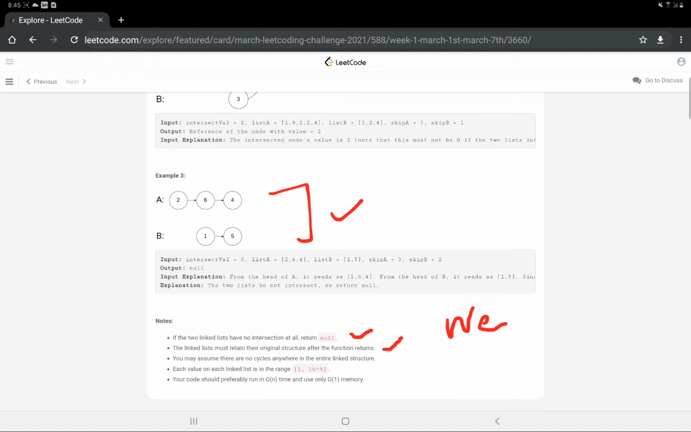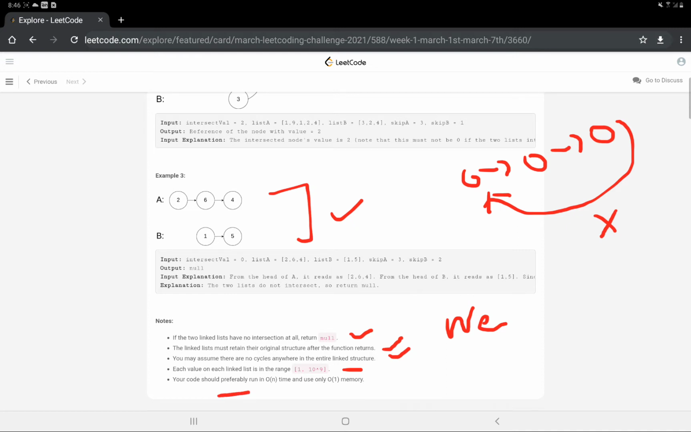One more thing is that we have to assume there are no cycles in the linked list. It's not like 1 is connected to 2, 2 is connected to 3, and 3 is again connected to 1. We don't have cycles over here. Each value in each linked list is in the range of 1 to 10 to the power 9, including both, so they're just numbers. We might not take this condition into account in writing the code. It doesn't help in any way.